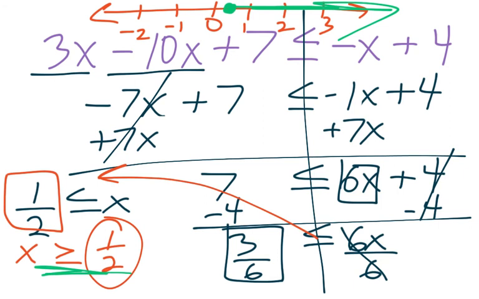So hopefully you found this video lesson helpful. Again, it's just like solving equations with variables on each side. Just have to be careful with your inequality sign, flipping it when you need to if you multiply or divide by a negative, and then graphing your solution set on a number line.